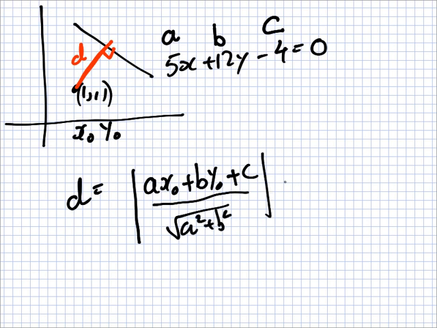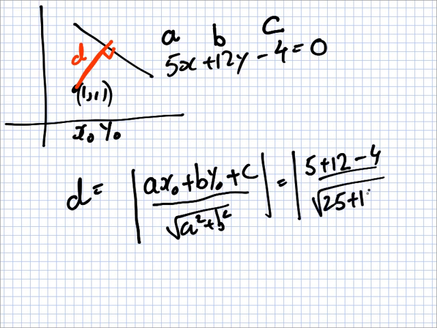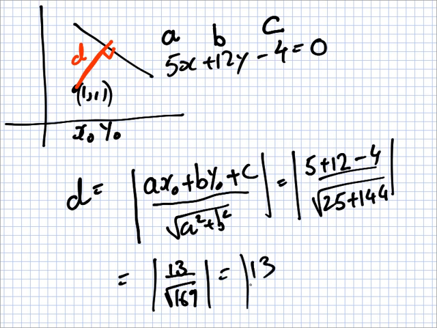So for this example, it would be 5 times 1 plus 12 times 1 minus 4 over square root 5 squared, which is 25, plus 12 squared. So that will be absolute of 17 minus 4, 13, isn't it? 13 over root 169, which is 13 over 13, which is 1. Is that one of the answers? Yeah.